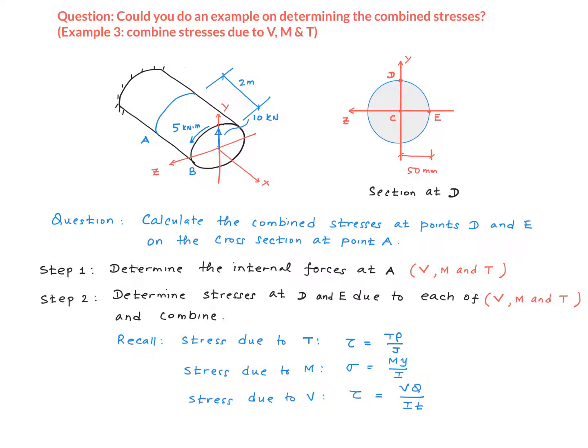If you recall, these are the relevant formulas for calculating the stresses. The torque T is going to produce a shear stress that varies linearly with the radius rho, and this is the formula for calculating the stress. The bending moment M produces a normal stress, and this is the bending formula for calculating that. And the shear force V produces a shear stress, and this is the formula for calculating that. The focus of this video is in combining the stresses due to these different kinds of internal forces. My coverage here of the remaining steps is going to be pretty cursory.